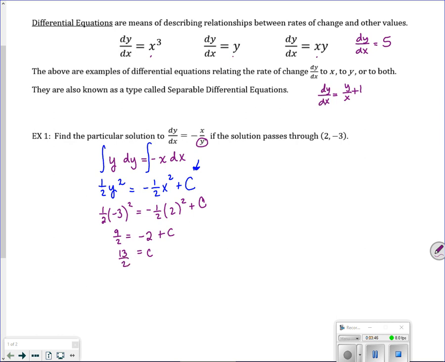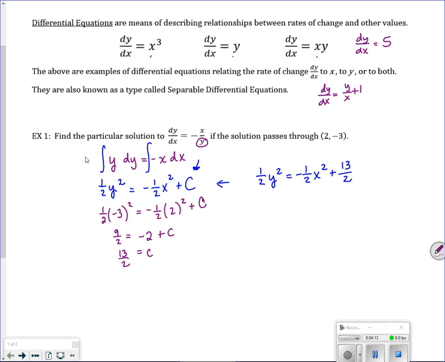Now remember, what's my answer? That's not my answer. Friends, I go back up to this line right here. So I plug that number in. See how I just recopied that? I'm going to put my c in right in this same line. My last step is I need to solve for y.